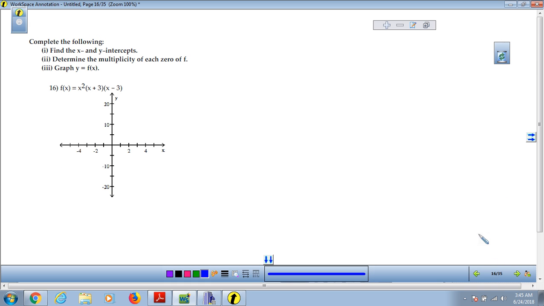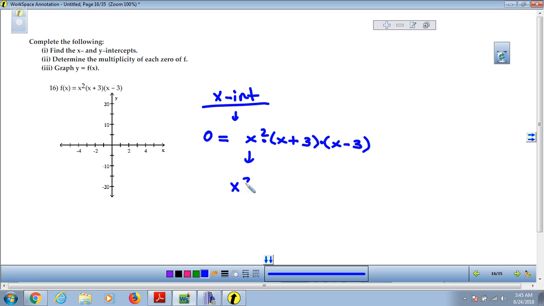Complete the following. Find the x and y intercepts. Determine the multiplicity of each zero of f and graph it. To find the x-intercepts by hand, without using the calculator, I'll show you with the calculator right now, I put a 0 where the y is, so instead of f of x, I put a 0. Then I figure out a way to solve for x. Each of the factors, each of the things multiplying each other, I set equal to 0, and I solve for x.